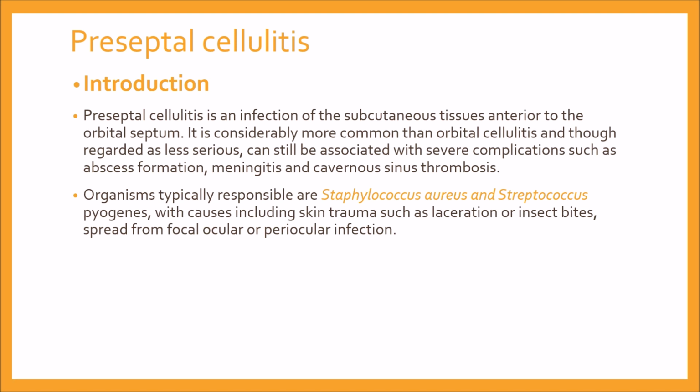complications such as abscess formation, meningitis, and cavernous sinus thrombosis. Rapid progression to orbital cellulitis may occasionally occur. Organisms typically responsible are Staphylococcus aureus and Streptococcus pyogenes, with causes including skin trauma such as laceration or insect bites, spread from focal, ocular, or periocular infections such as an acute hordeolum, dacrocystitis, conjunctivitis, or sinusitis, and hematogenous spread from remote infections such as upper respiratory tract or middle ear.